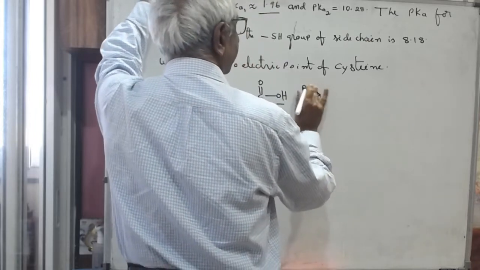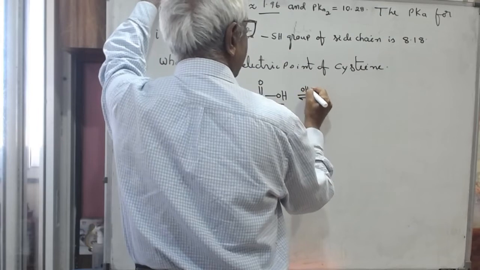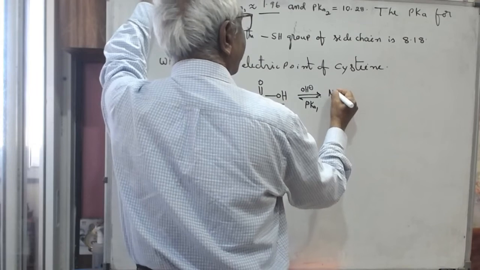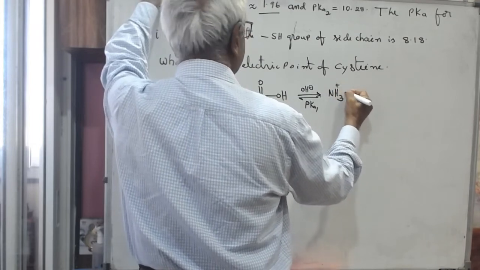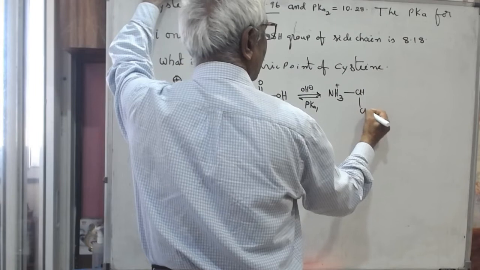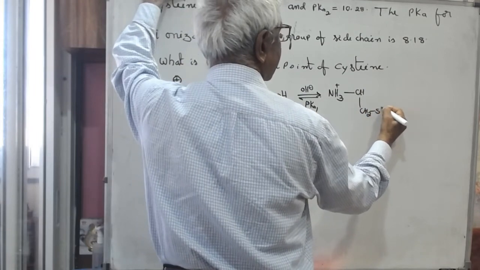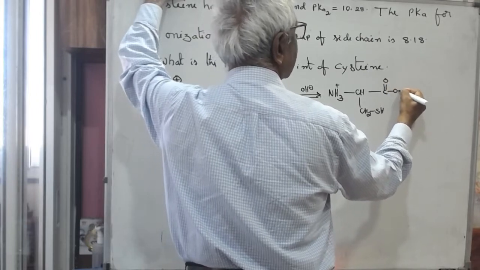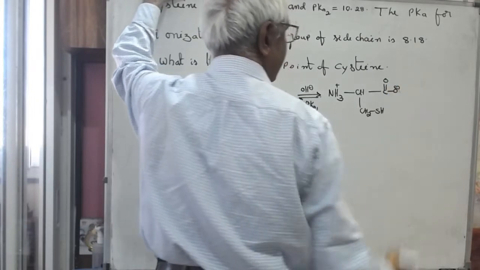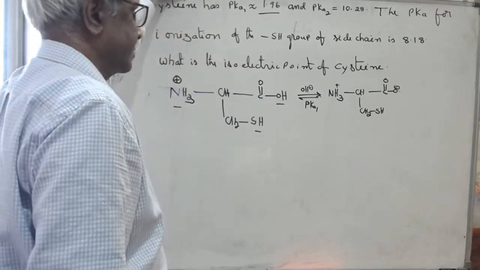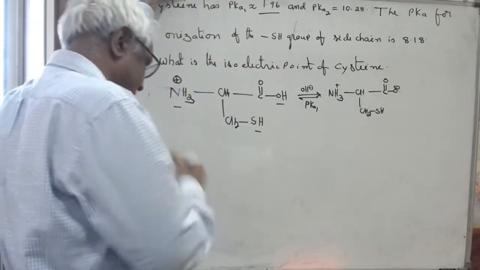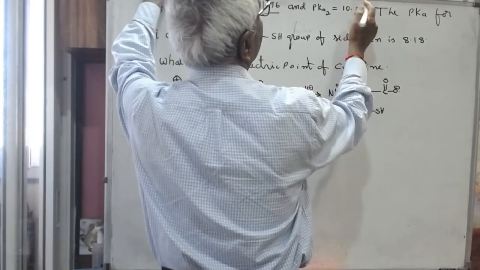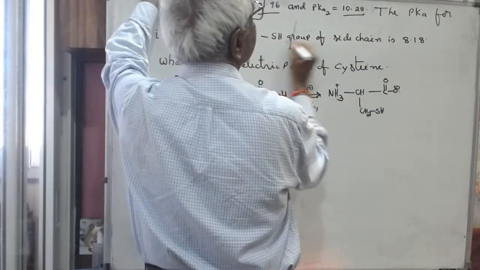When I add OH minus, what will happen? NH3 plus, CH2SH, and this will become... who is the most acidic? Carboxylic acid is the most acidic. That will ionize. Then in the next step, who will ionize? pKa2 is this one, and the SH, what is that?